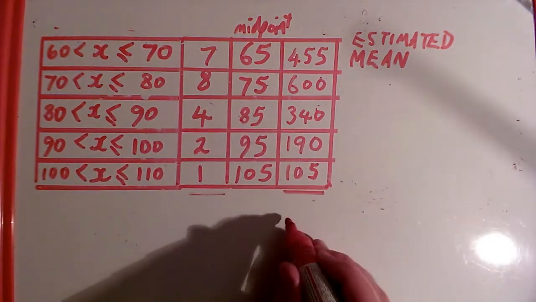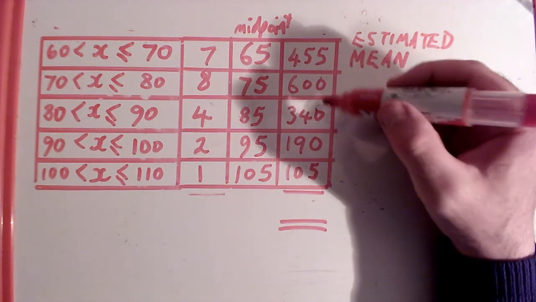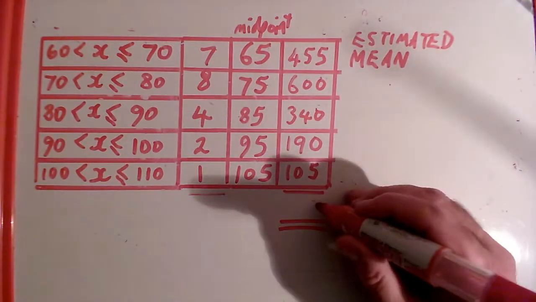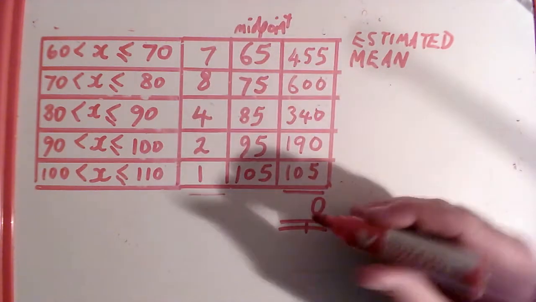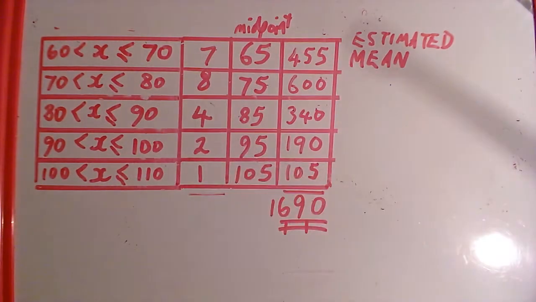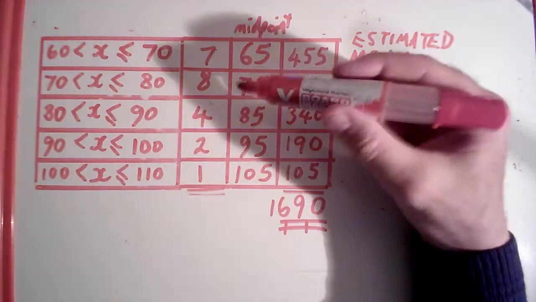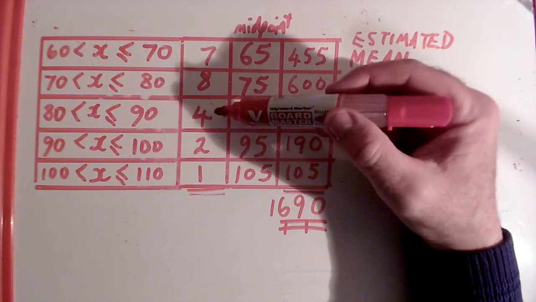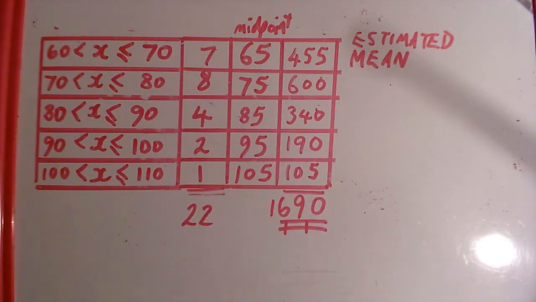So if we add up the total of all of the weight, 455 plus 600, 340, well, I'm going to have to just slow down a bit here. 1,690. So that's a total weight of 1,690 kilograms amongst 15, 16, 17, 18, 19, 20, 21, 22 people. Yep, 22 people. Now, if I'd been a bit smarter, I'd have just made it out of 22 people so that it would divide more easily.